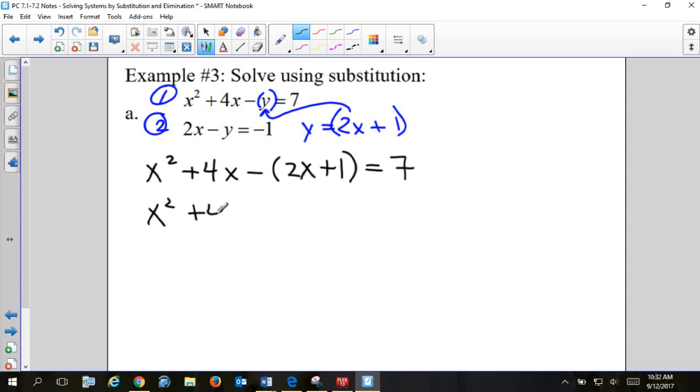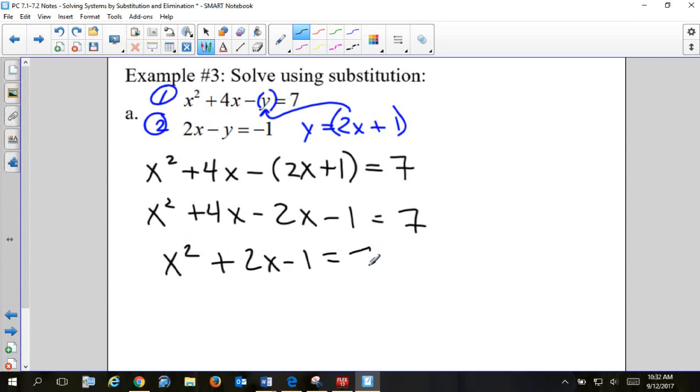So we have x squared plus 4x minus 2x minus 1 equals 7. And I can combine my like terms. I've got some x's here, like terms: x squared plus 2x minus 1 equals 7. Okay, so now we have to solve when there's an x squared involved, and we have reviewed how to solve when there's an x squared involved. What's the first step? Set it equal to 0. So when you've got an x squared involved, make it equal to 0. So we're going to move that 7 over. We're going to get x squared plus 2x minus 8 equals 0.